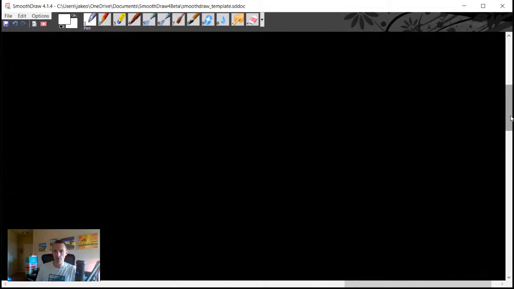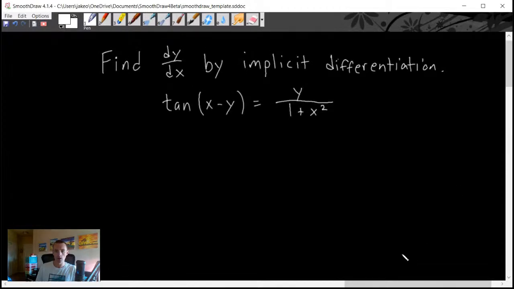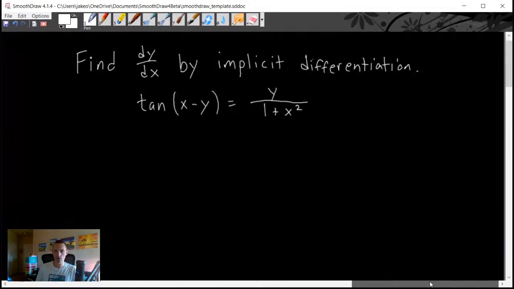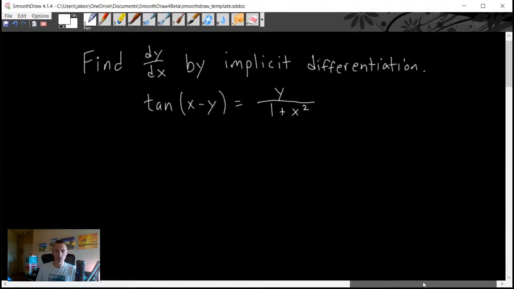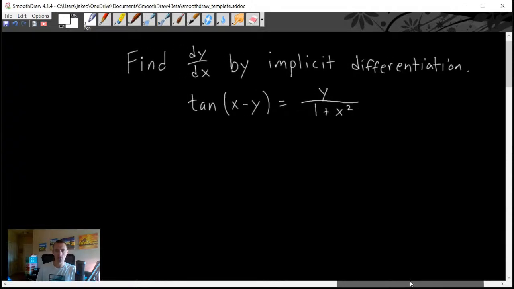Got another example for you that we're going to go over. Same idea as we've been doing. We're going to find dy dx by implicit differentiation. This time the equation we have is tan of (x minus y) equals y over 1 plus x squared. So again, same as these always start.